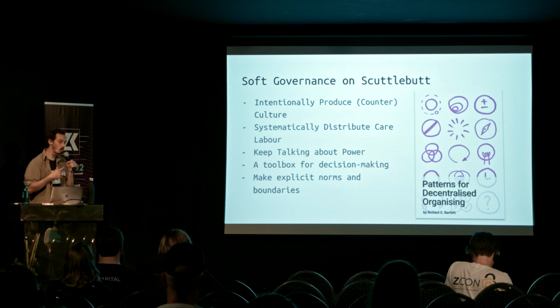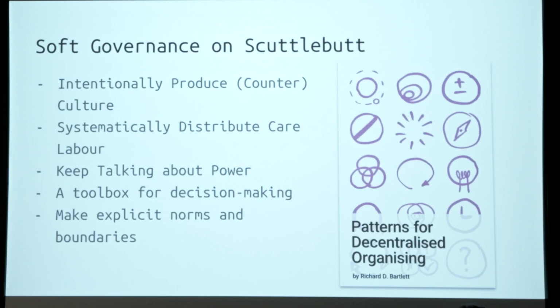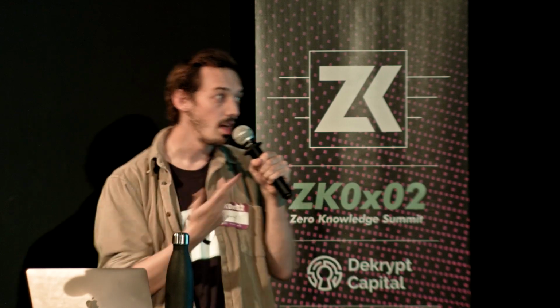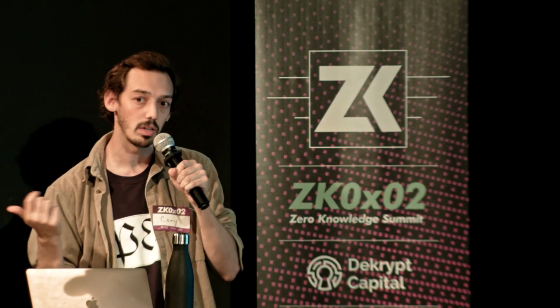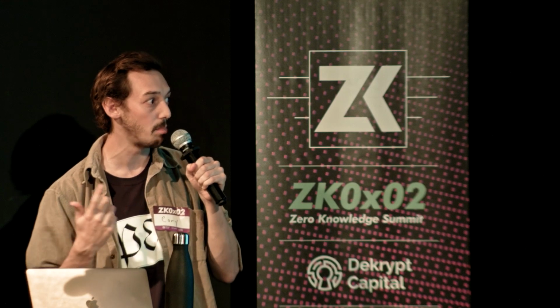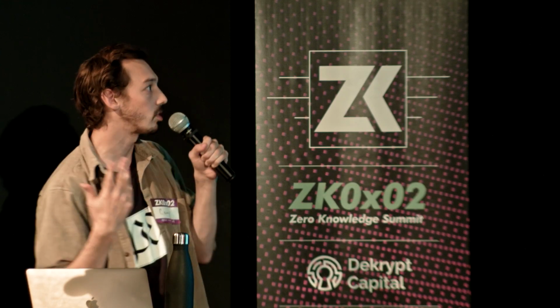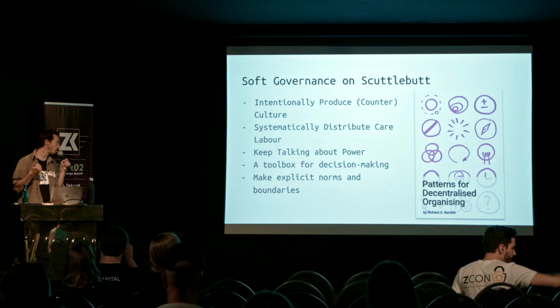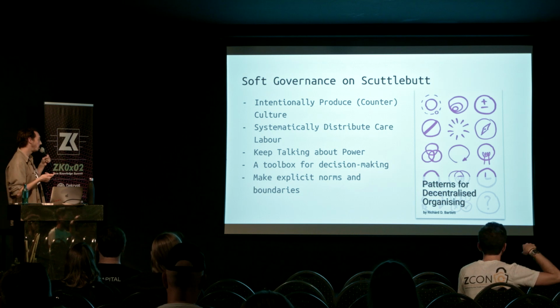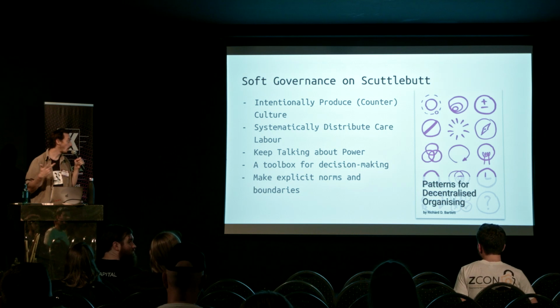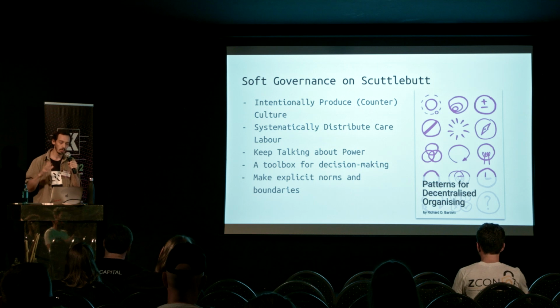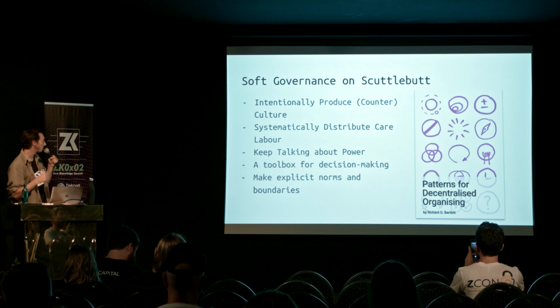And so on Scuttlebutt, not only do you have people actively interested in this stuff, but some of the people who are quite prolific in this space and in the theorizing around decentralized organization from a very soft human perspective, they're active on this community. So Richard Bartlett has written a book that's an EPUB, which you can grab and download, that talks a lot about these ideas, from intentionally producing counterculture, systematically distributing care labor, talking about power as an explicit part of the way that you organize and make decisions.